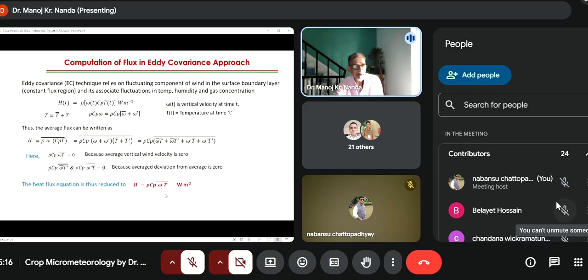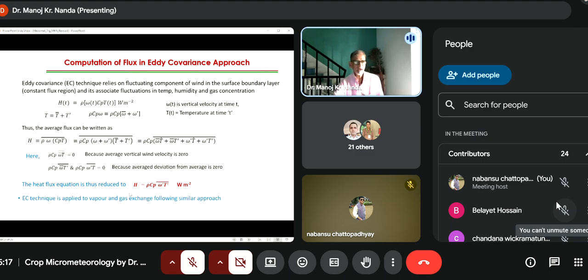So my final form of the equation is very simple: H equals rho Cp times omega dash times T dash. Omega dash is the fluctuation of upward wind speed. T dash is the fluctuation of temperature. That's why I need such a high speed measurement system, to get this fluctuating component. If you are not measuring at 20 hertz or 10 hertz, then the fluctuating component is not properly addressed. So you need to have this. This is your final part.